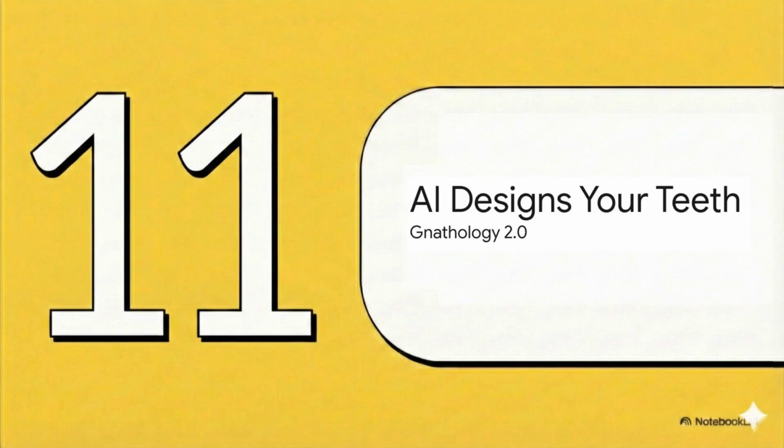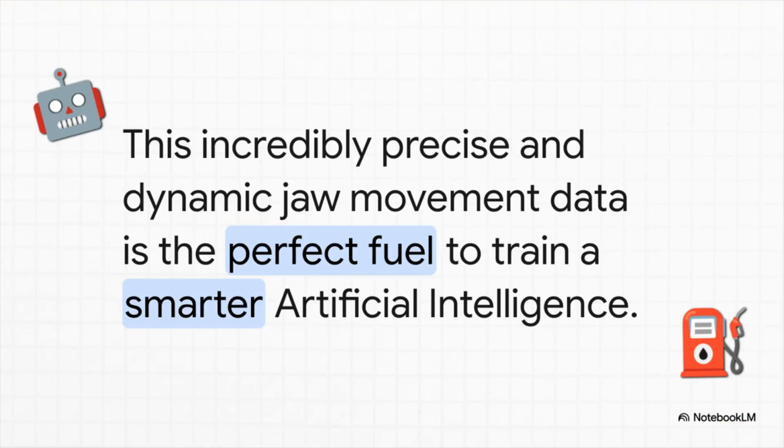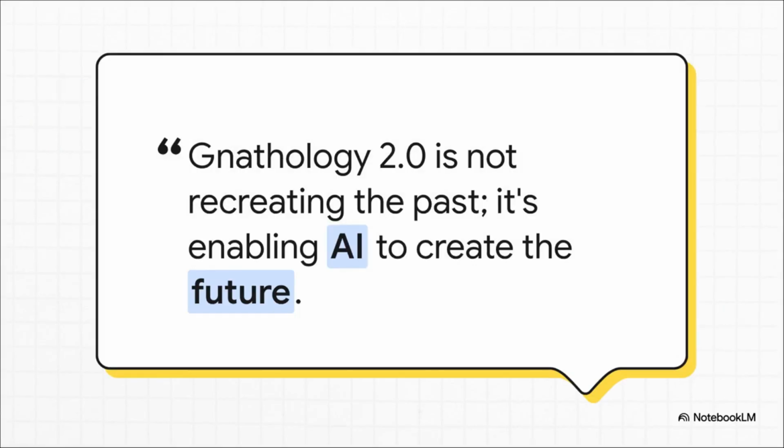AI designs your teeth. This is about more than just copying what's there. It's about laying the foundation for artificial intelligence to design what should be there. Welcome to Gnathology 2.0. I mean, think about it. AI is only as smart as the data you feed it. And what we have here is this incredibly precise, dynamic, personalized data about jaw movement. It's the perfect fuel. It's the 5-star gourmet training data that an AI needs to get really, really smart about teeth.